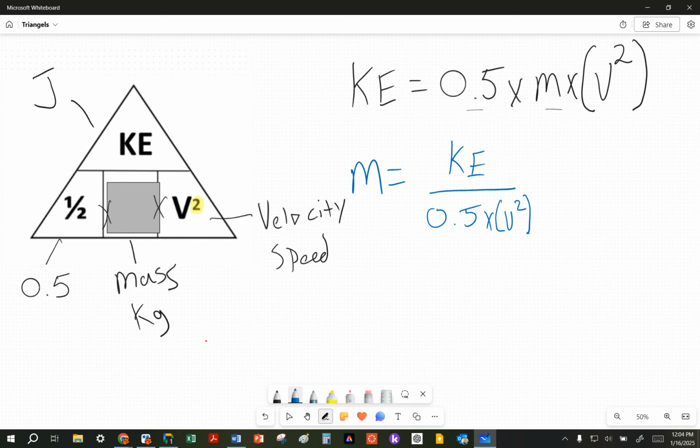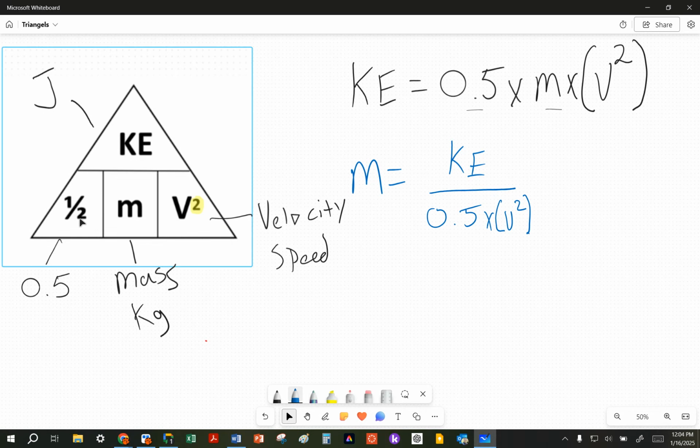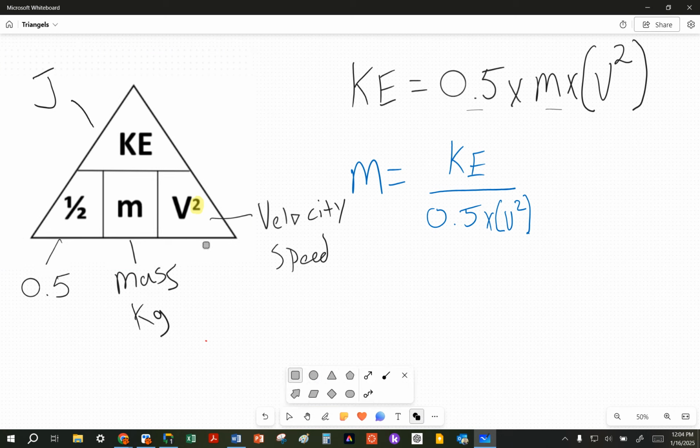Finally, you have velocity squared. So if we want to find the velocity, if it says what is the velocity, what you need to do is multiply it across by 1/2 and divide it by the kinetic energy. But the big trip up here is a lot of students will not worry about the square. They'll forget about the squared part.